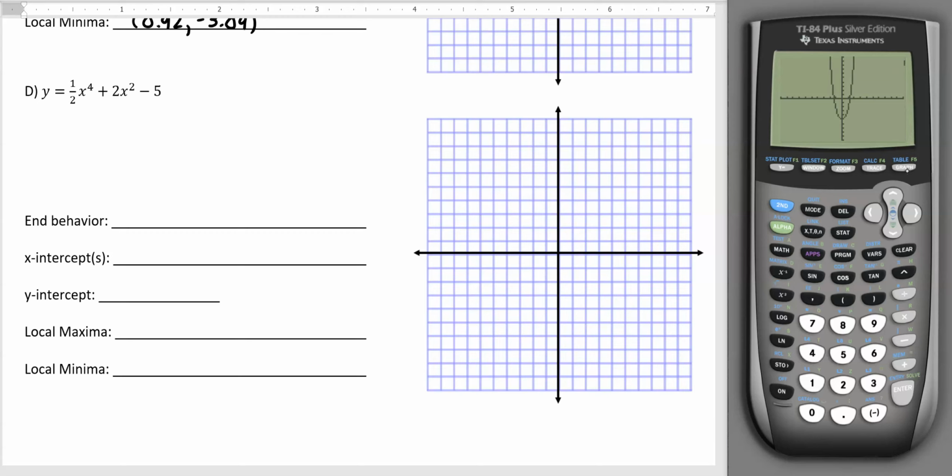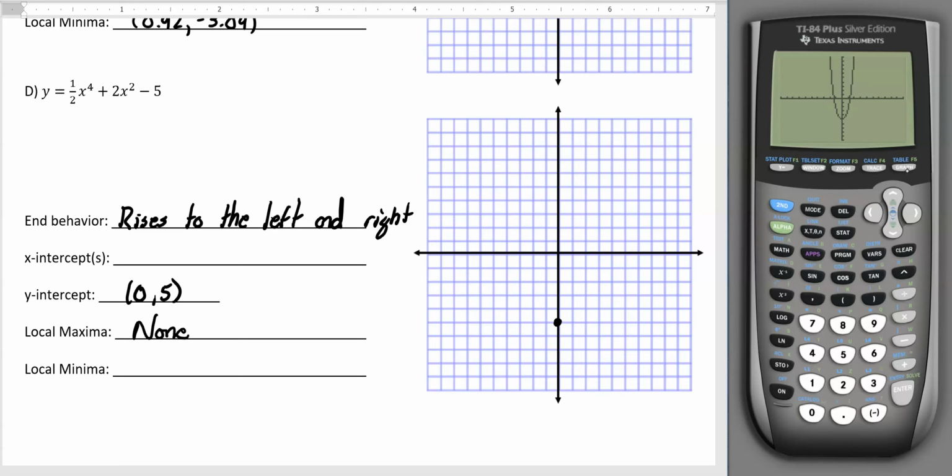Yeah, it looks a lot like a parabola here, doesn't it? And that's okay, right? We have, let's see, this rises to the left and right. We would have a y-intercept of 0, negative 5. There we go. Now this one doesn't have a local maxima, so we can go ahead and just say none here. There's no spot where it reaches a highest point and then turns back down. That doesn't occur. It does have a local minima.